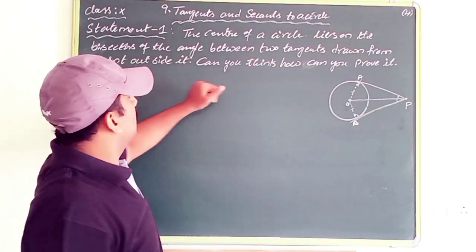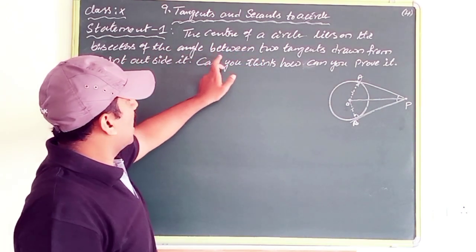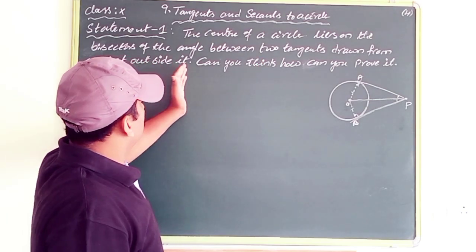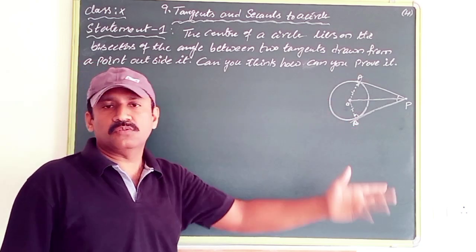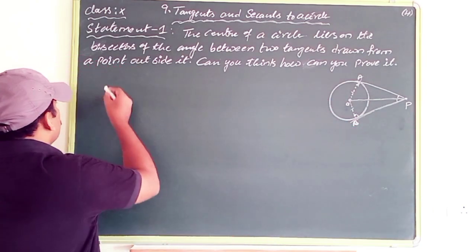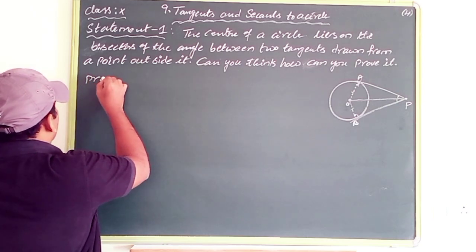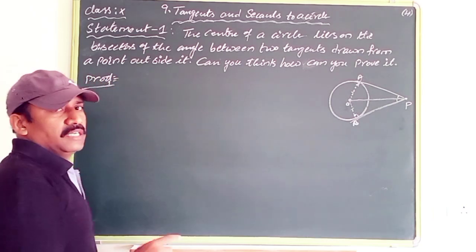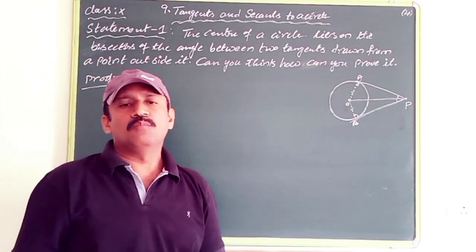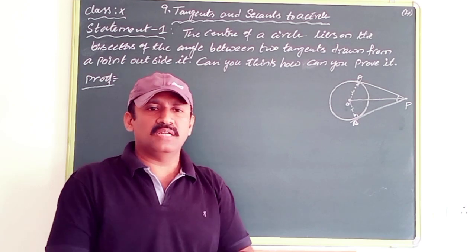The center of the circle lies on the bisector of the angle between the two tangents drawn from a point outside it. So this is the answer. Now how can we write it? First of all, from the figure, it is not a theorem, so there is no need to write given, RTP and so on. This is only a statement given, but how can you prove it? Just write it with your own steps.